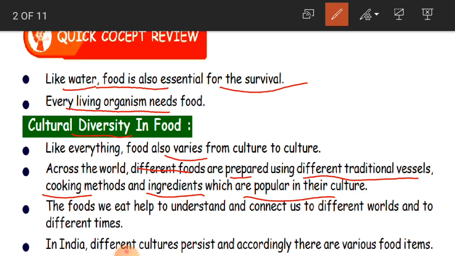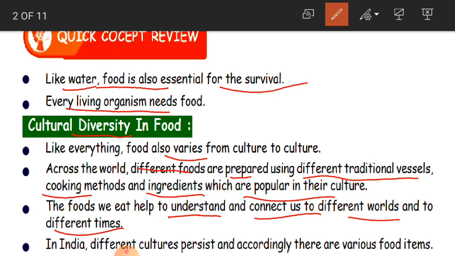Clear, children? The foods we eat help us to understand and connect to different worlds and to different times. As I said, the foods we eat help us to understand and connect to different worlds and different times. I was just telling you that we are now taking pizzas, burgers. We are tasting different countries' foods.